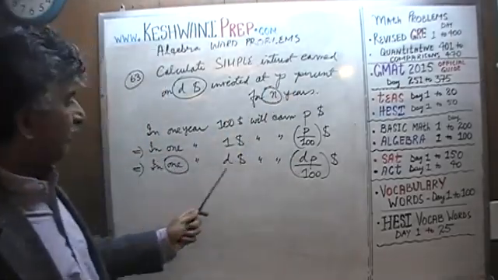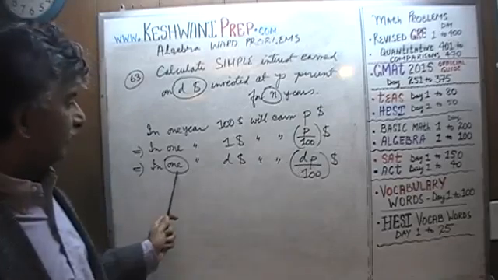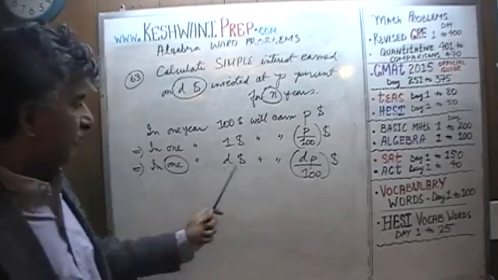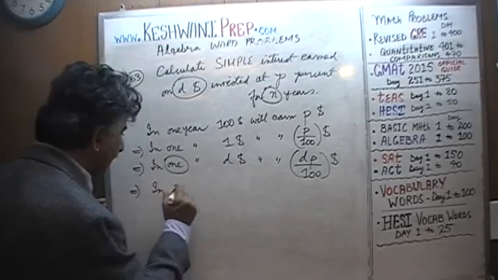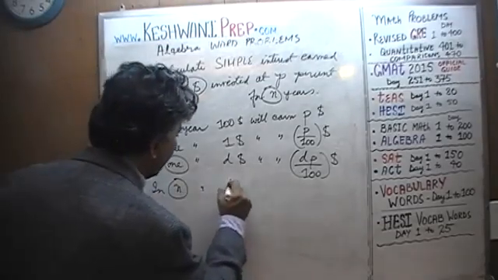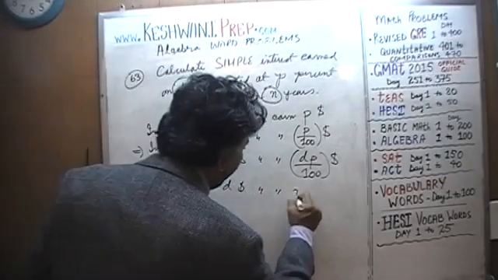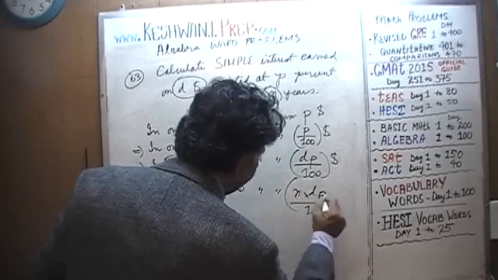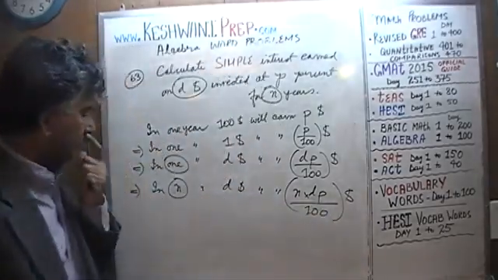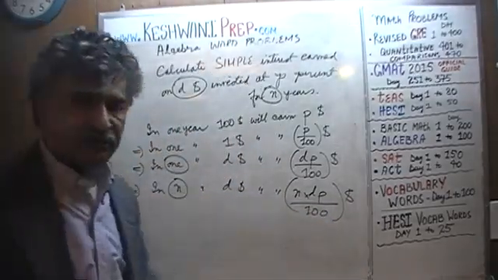So if in 1 year we earn this much interest, then in 2 years we should earn twice as much. In 5 years we should earn 5 times as much, and therefore in N years, D dollars will earn N times D times P over 100. That's your answer. Now how do we know if this answer is right?